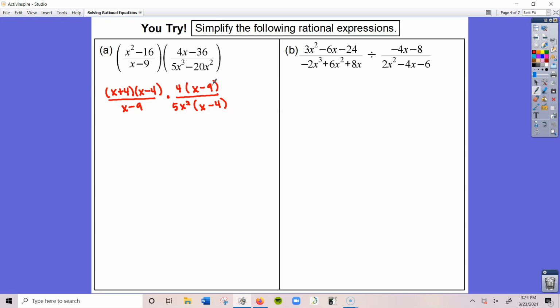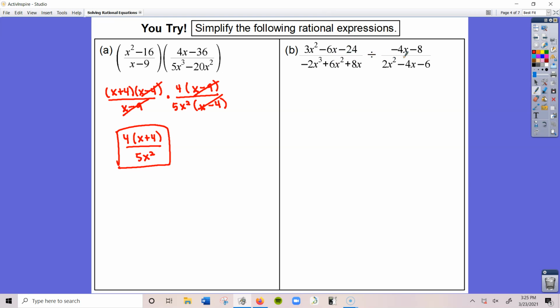Now since this is multiplication, everything is being multiplied straight across. So we can just go ahead and start canceling things that are both in the numerator and the denominator. So I can cancel these x minus 4's. I can also cancel these x minus 9's. And now what's left in the numerator is 4 times x plus 4 over the 5x squared. And this would be my final answer.